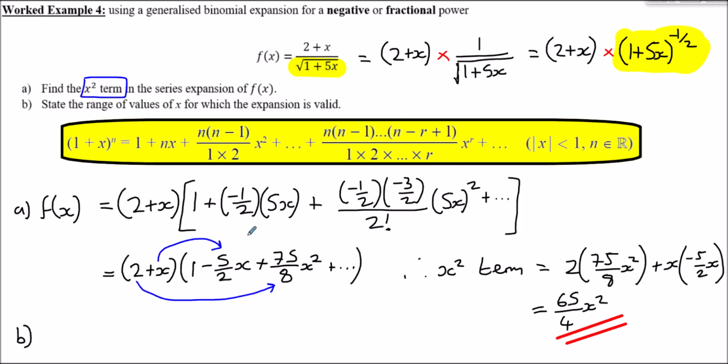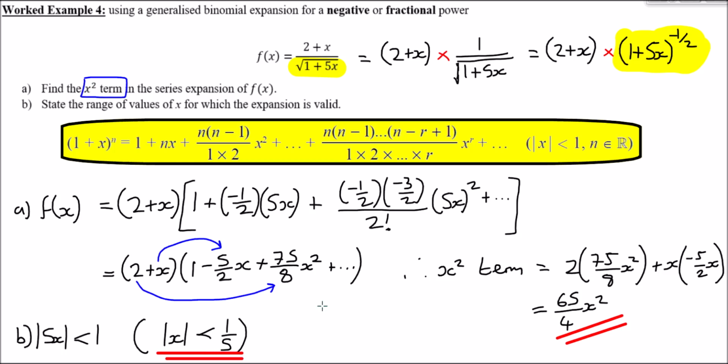So it's only valid where the modulus of 5x is less than 1. In other words, we want the magnitude of x to be less than 1/5, and then the expansion will work and converge to a meaningful value.